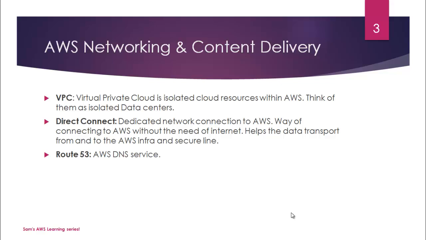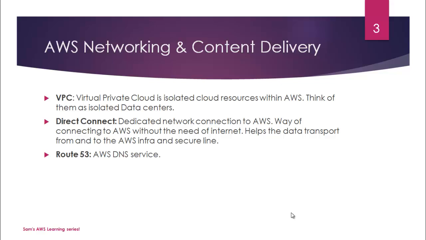And then we have Direct Connect. As the name says, it is the way to connect directly to AWS without using the internet. It's a dedicated network connection to AWS. It helps data transport from and to the AWS infrastructure via a secure line. The benefit is increased bandwidth and low latency. Since it is a dedicated channel, they have offerings of a 1 Gbps port and a 10 Gbps port. So think about the speed, and people will be using Direct Connect for that.